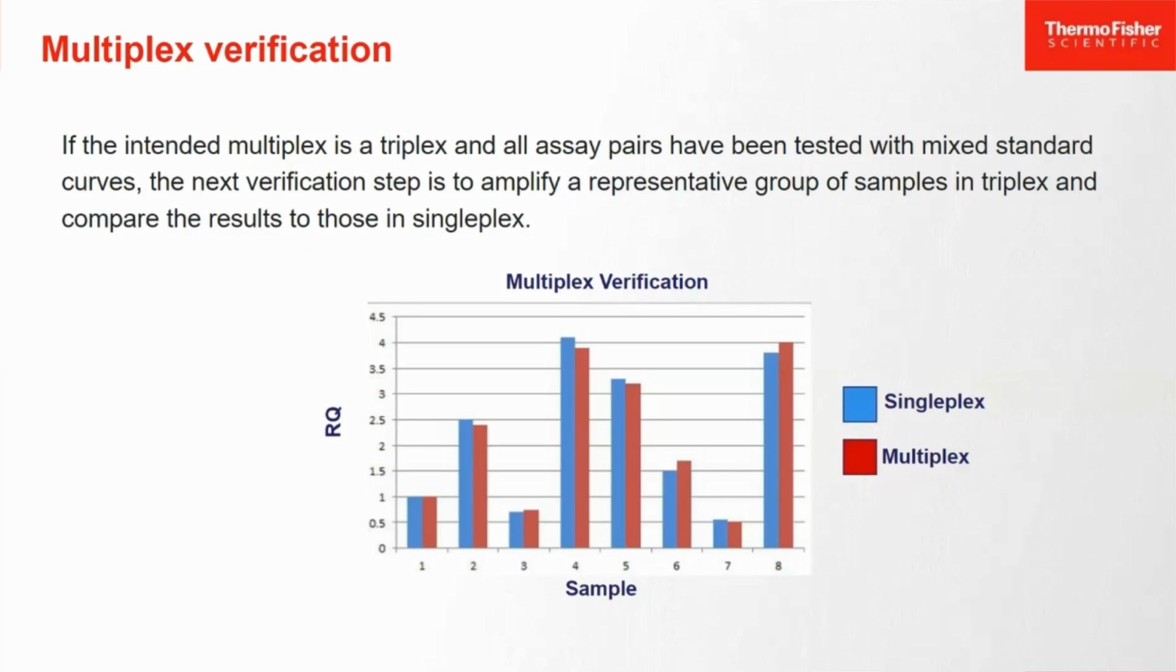So once all the primer pair options have been tested, if it is a duplex, then you're good to go there. But if it's, let's say, a triplex, then I'm recommending a multiplex verification where you're now testing that triplex compared to singleplex results with a representative group of samples. I want to make sure that the results are the same within experimental error.